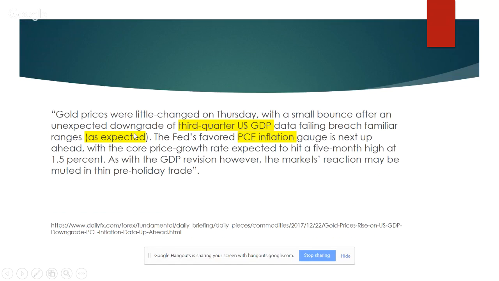PCE inflation is the Fed's way of measuring inflation, right? And PCE stands for personal consumption expenditure, right? So the first inflation that we talked about from the BLS website is CPI inflation. It stands for Consumer Price Index, right? It's really the same thing. It's just the Fed's way of doing it, and it's a much more broad spectrum, right?